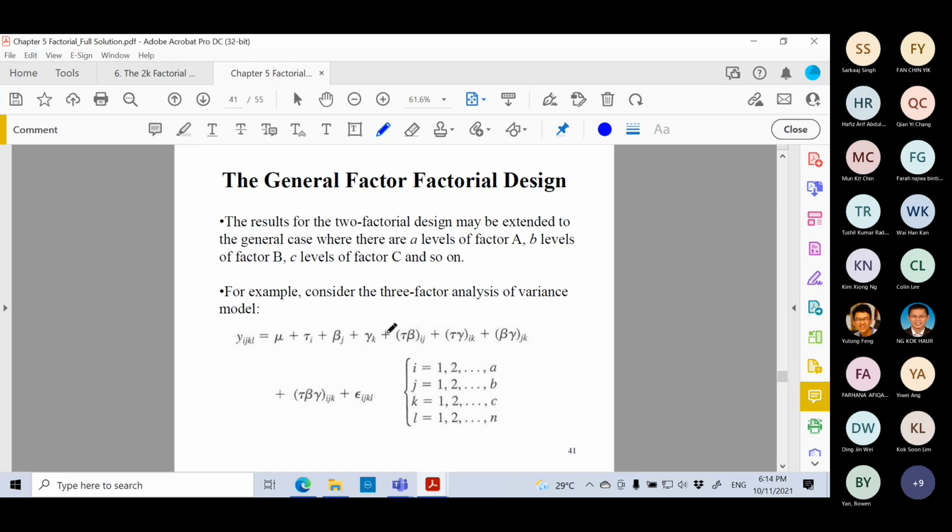Okay, you want to know: is there any significant difference if I use different levels of factor A? Is there any significant difference when I change the levels? Is there any significant difference when I change the different levels of factor C? Okay, so this is all your main target.